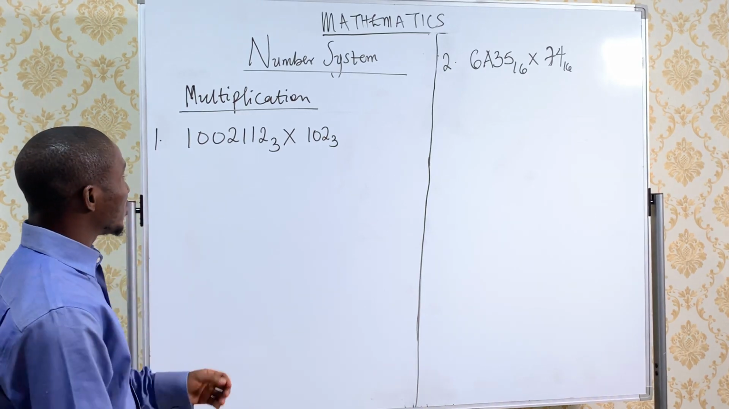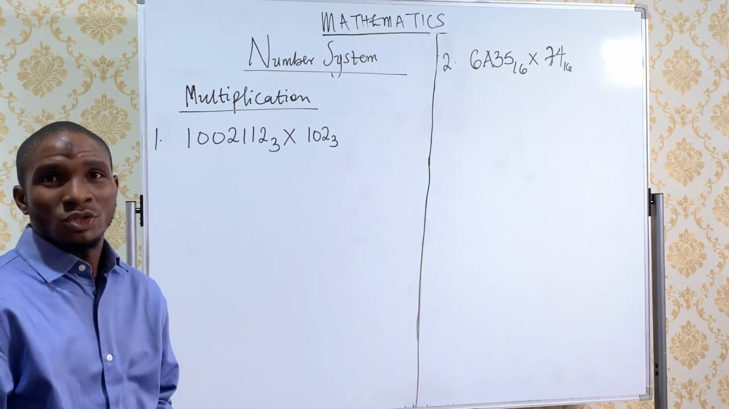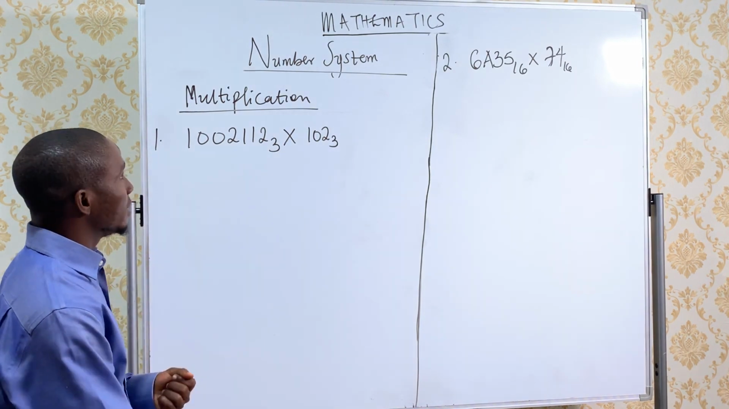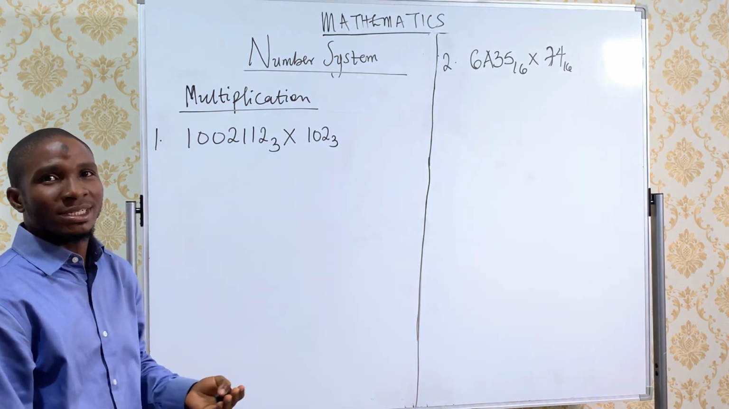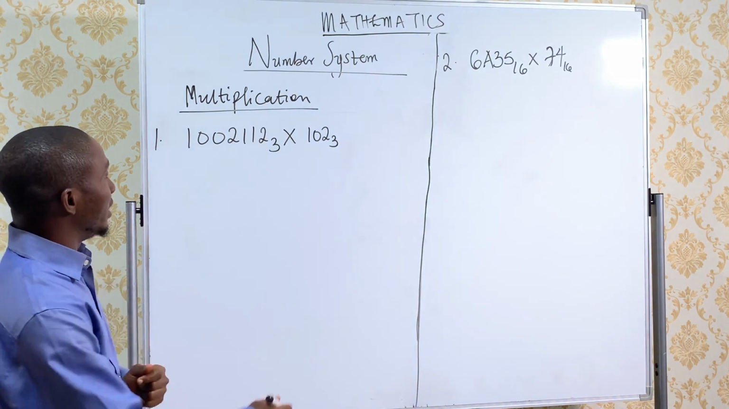Hello class, so we are going to continue with number system. So we're looking at the multiplication part of number system. Now we want to multiply two different numbers together in base 3. How can we do that?